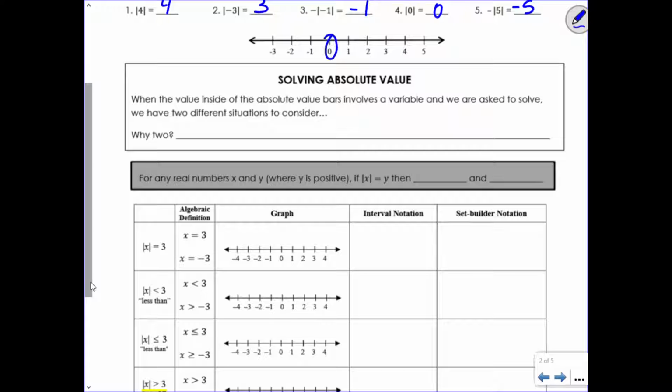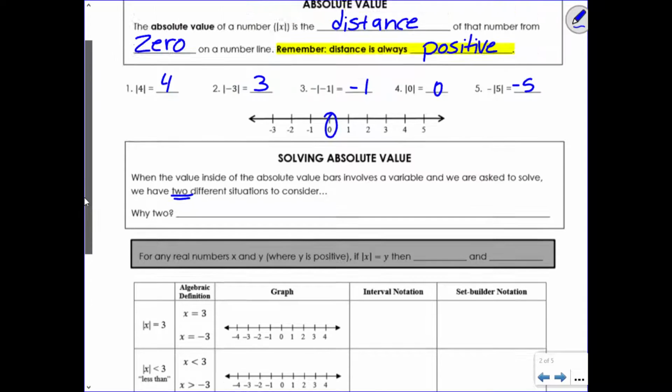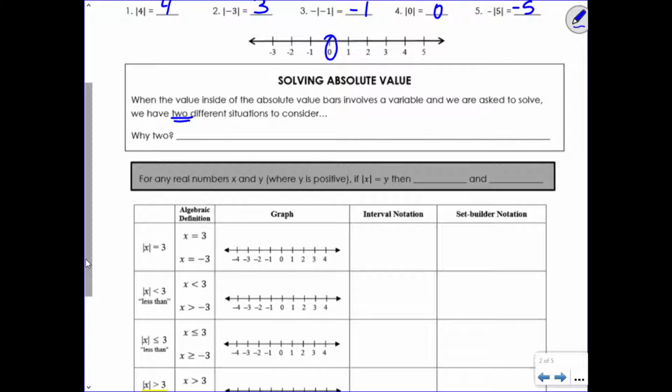Okay? Why do you think there would be 2 different situations? Up here, when we were looking at this, we just had one number. We said how far away from 0 is 4. We knew that we were right here, so we just went to the right. Okay? But why would you think that if I had something like x minus 2, something like that, I would have 2 different scenarios?